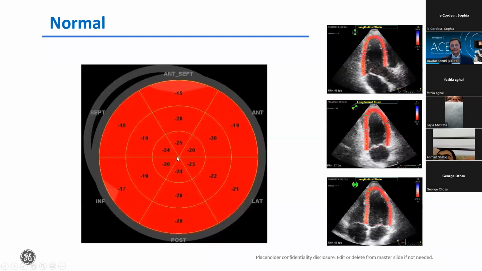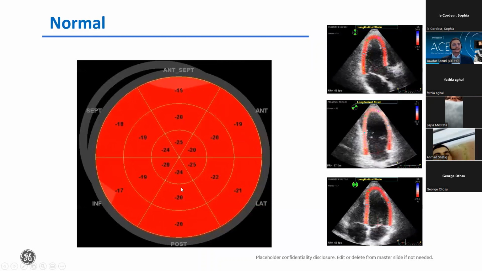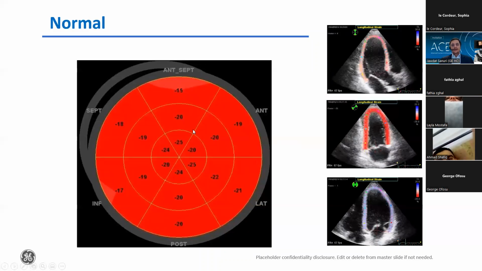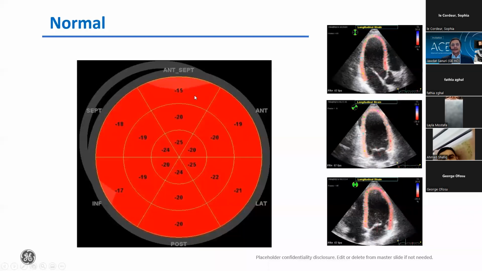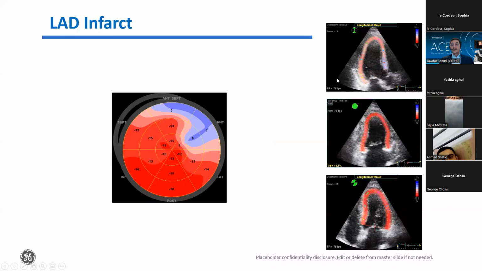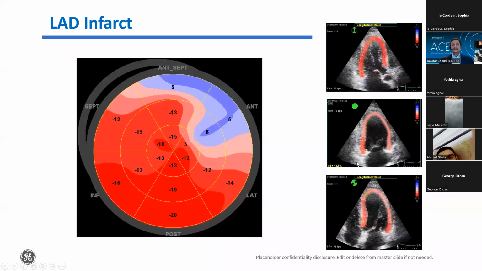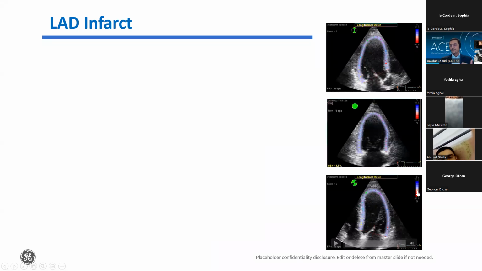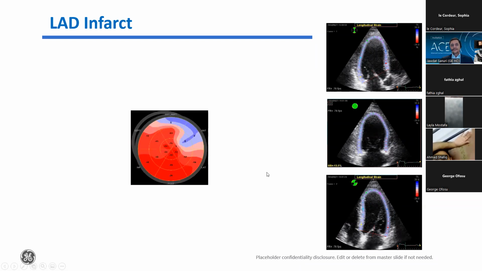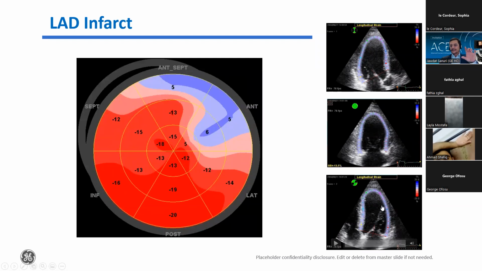This was the old 18 segments. Now it's modified 17 segments. This is a normal AFI, and this is an AFI of a patient with an LAD infarct. There's also a new color coding of the strain values instead of this, because here the strain value is showing me red and blue. Red, of course, is negative strain. Blue is positive strain. During systole, longitudinally, all the segments will have basically red color because they are simply contracting, they are simply shortening.